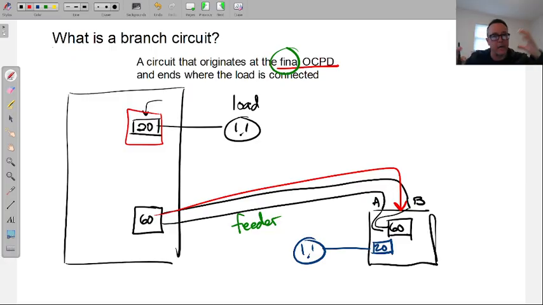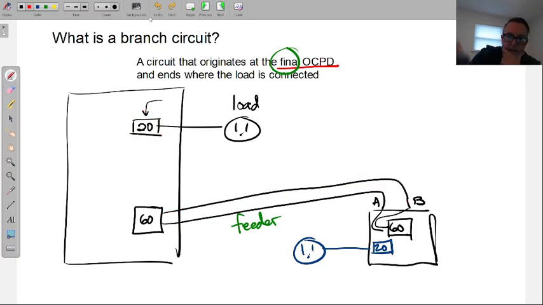So don't get bogged down. What I want to make sure you understand about a branch circuit is that it's not just any circuit that leaves a panel. Specifically, where is it going? If it's going right to where the load is getting plugged in, either terminating inside the load machinery or at an outlet so that you can plug something in, then that's a branch circuit.